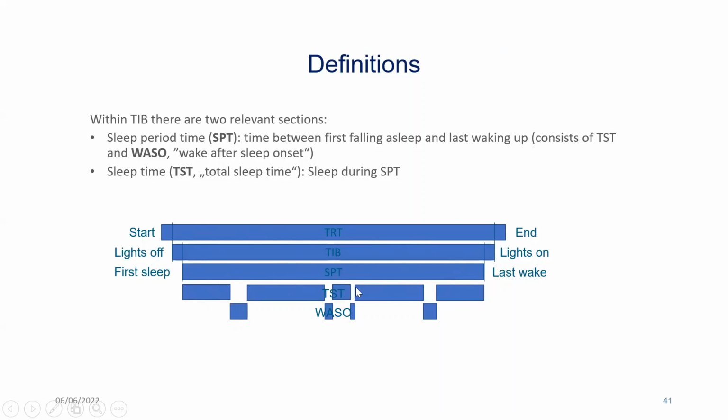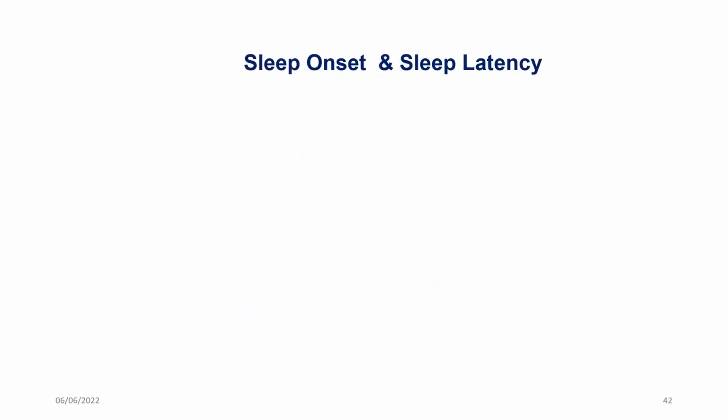The difference between sleep period time and total sleep time is that sleep period time will have wake also, whereas total sleep time will only have sleep, without wake periods. You see, it has WASO, wake after sleep onset, which is removed from total sleep time, but sleep period time consists of WASO also. So that's the difference between sleep period time and total sleep time.